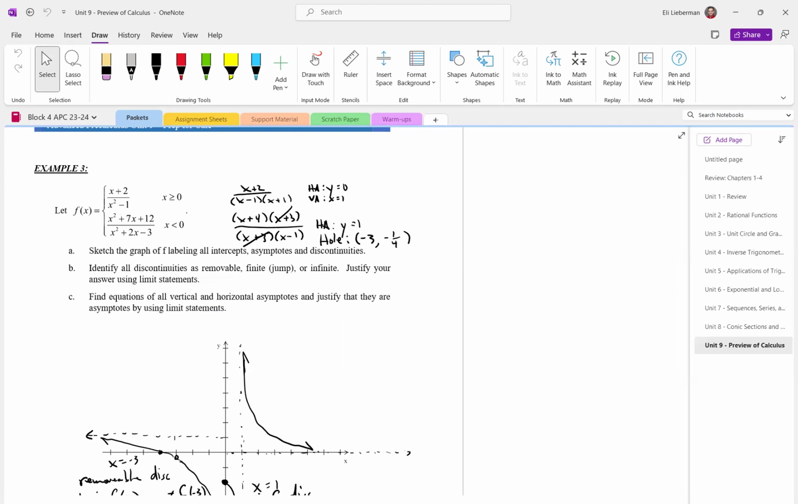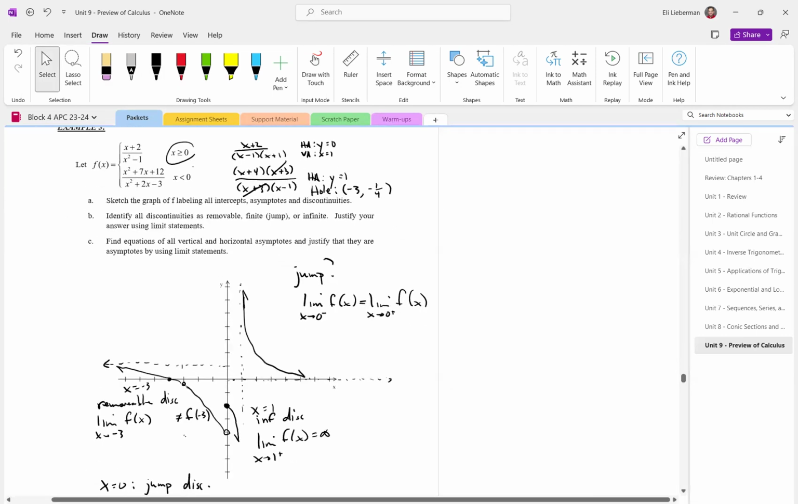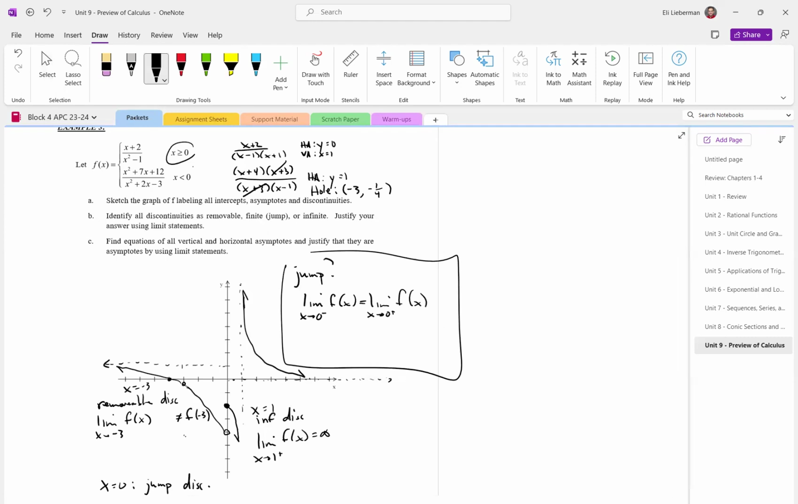So if I'm checking for a jump discontinuity, is there a jump discontinuity? I'd be checking to see if the limit as x approaches 0 from the left is equal to the limit as x approaches 0 from the right. Yes, just checking for a jump right here. And to check that, we find the limits. Just check with your neighbor. How do you find the limit of each side there? I'm just trying to do this little portion right here.